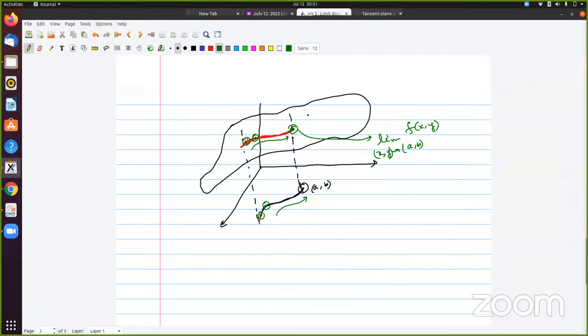Now suppose the limit does not exist for this function. May I ask one question? May I ask a question before you finish? Let me finish this, then I will take your question.